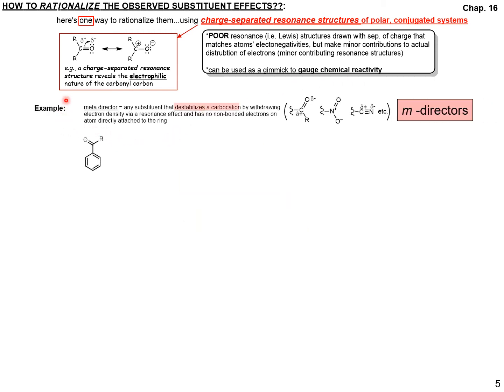All right, how can we use charge-separated resonance structures to explain that substituents like this, these strong electron withdrawing groups, destabilize a carbocation, that they direct meta? Let's take a look at this example. This is an example of a strong electron withdrawing group. We have a polar conjugated system directly attached to benzene. The oxygen carbon double bond is conjugated, and therefore these electrons are being pulled toward oxygen.